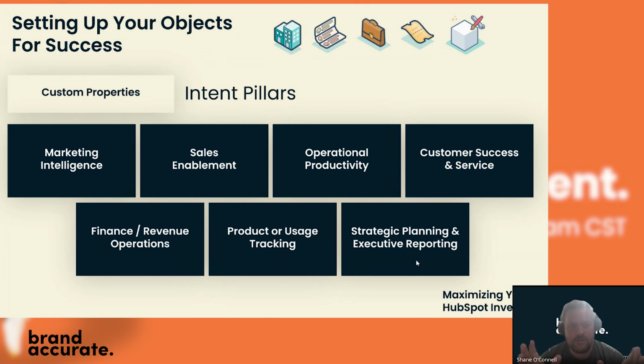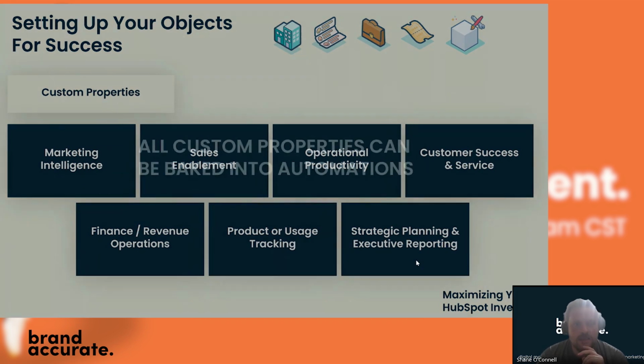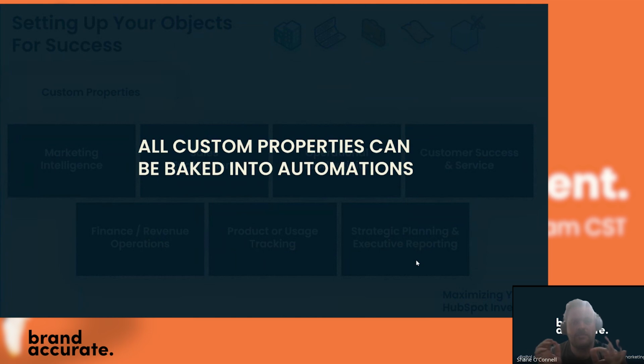But when you think about the intent of your custom properties, try to think in these buckets. They're a higher level way of thinking about the custom properties that you're going to bake into your objects. All custom properties can be baked into automations. It's really important to call out. Every single custom property that you build can be used as an enrollment trigger for workflow automations that you build in the future. It's what's going to set your objects up for success, and your organization up for success while leveraging HubSpot.